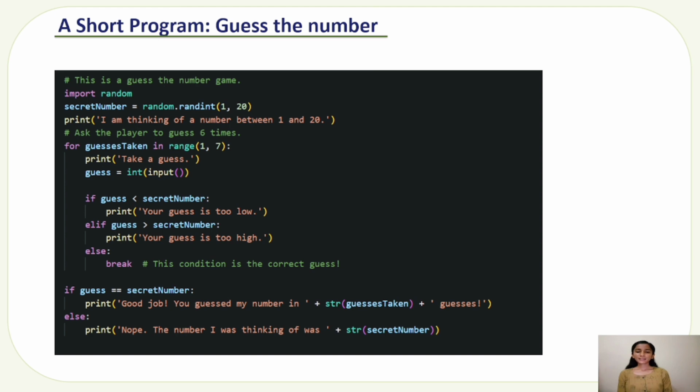If the guess is less than secret number, the program prints "Your guess is too low." If the guess is greater than secret number, the program prints "Your guess is too high." If the guess is neither higher nor lower than the secret number, then it must be equal to the secret number, in which case you want the program execution to break out of the for loop. If the guess is equal to secret number, then the program prints "Good job, you guessed my number in" plus the number of guesses taken. Or else it prints "No, the number I was thinking of was" and tells us the secret number.